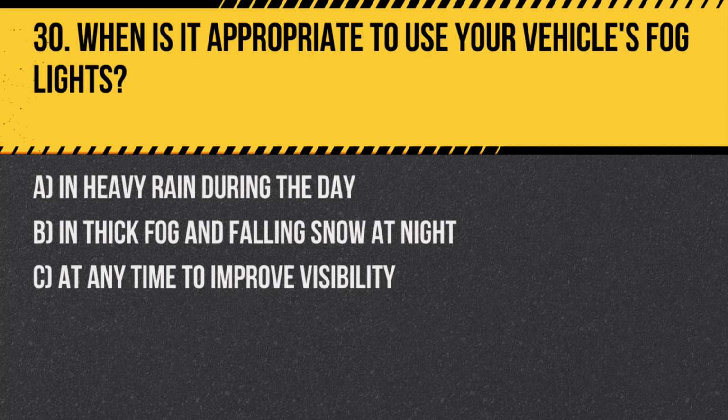Question 30. When is it appropriate to use your vehicle's fog lights? A. In heavy rain during the day. B. In thick fog and falling snow at night. C. At any time to improve visibility. Answer: B. In thick fog and falling snow at night. Fog lights are designed to be used in poor visibility conditions, such as fog and heavy snow, especially at night, to improve visibility near the ground where regular headlights reflect off the fog or snow.